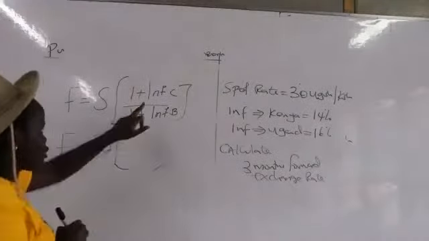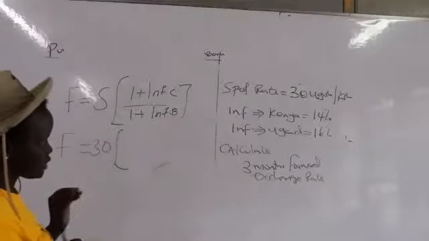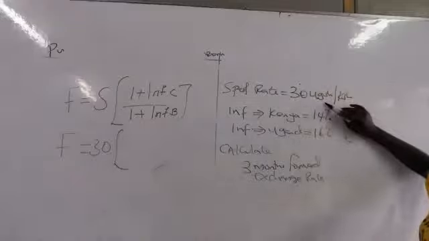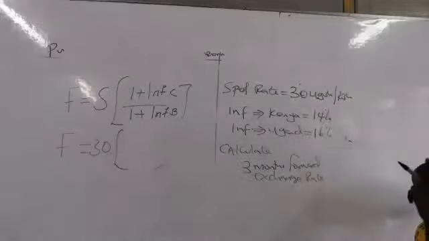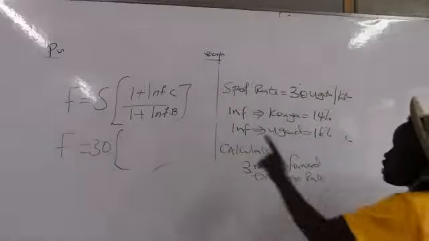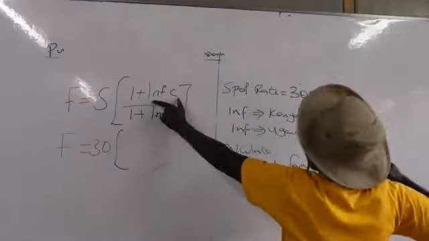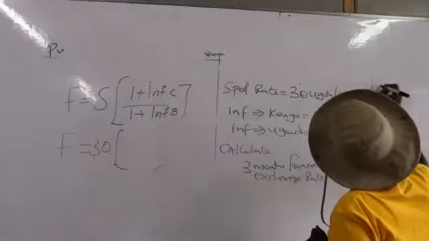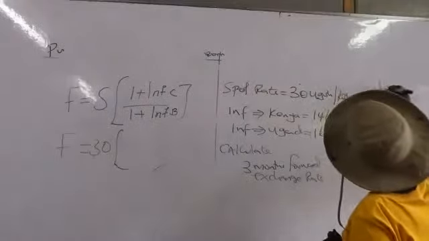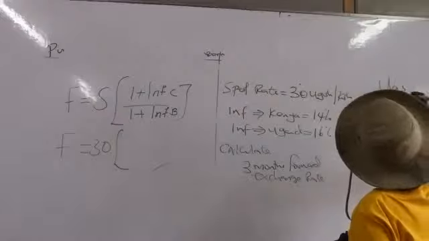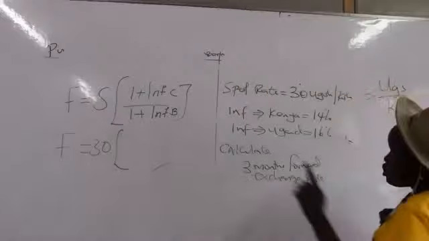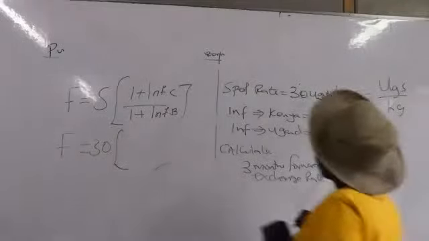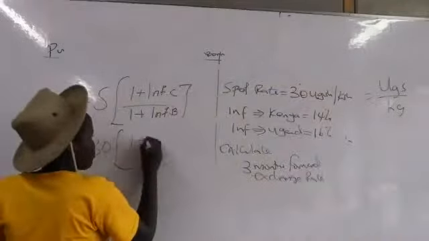1 plus inflation of country C. So if you are given 30 Ugandan shillings for 1 Kenya shilling, this will be the numerator. So you write Uganda shillings over Kenya shillings. So this numerator will be E. Very good.